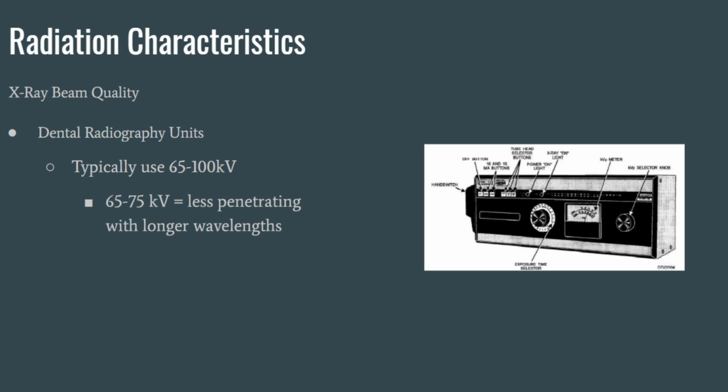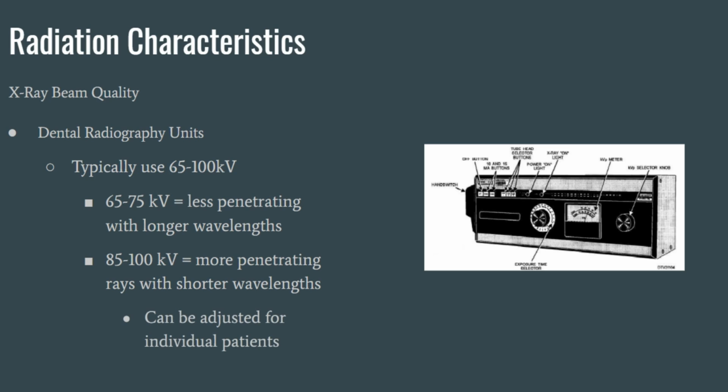65 to 75 kilovolts, that's on the lower end, so it's less powerful. It has less penetrating beam with longer wavelengths. 85 to 100 kilovolts is more penetrating rays with shorter wavelengths. This can be adjusted for individual patients. Again, it's the buttons and the knobs that you see on the control panel.